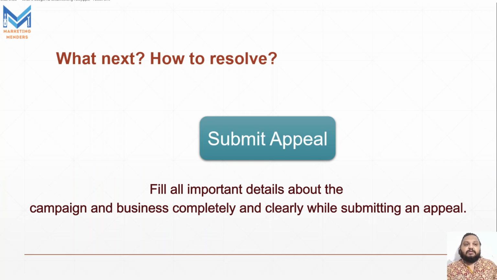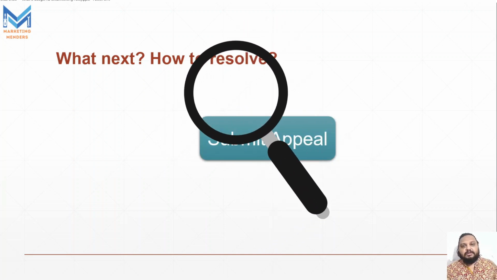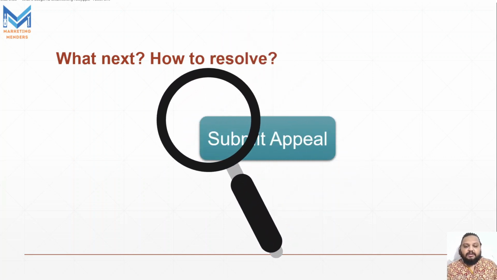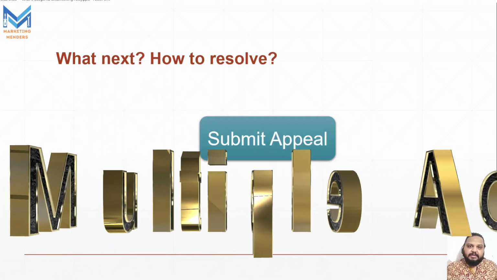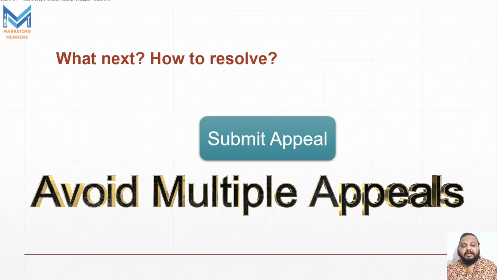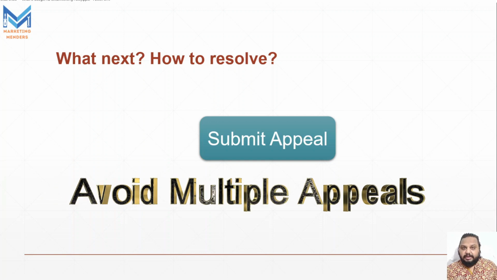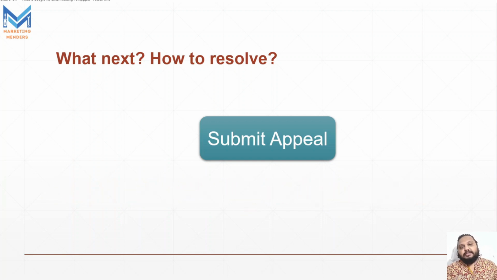So please remember, while you are filling up this form, fill it completely and provide as many details as possible, because when you submit an appeal, it will go to a human reviewer and they will check each and every detail. Now, what happens if you keep on submitting appeals? That will delay the entire process. So while you are submitting your first appeal, you should provide all the relevant details at that time, so that you don't need to do it again and again. And anyone who is reviewing your campaign will be able to understand the issue and take the further decision about it.